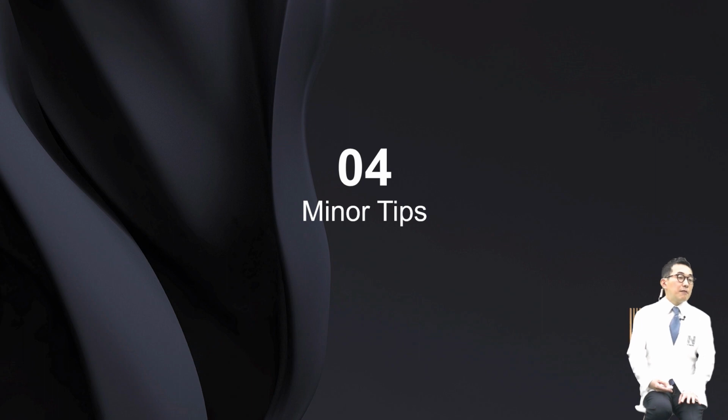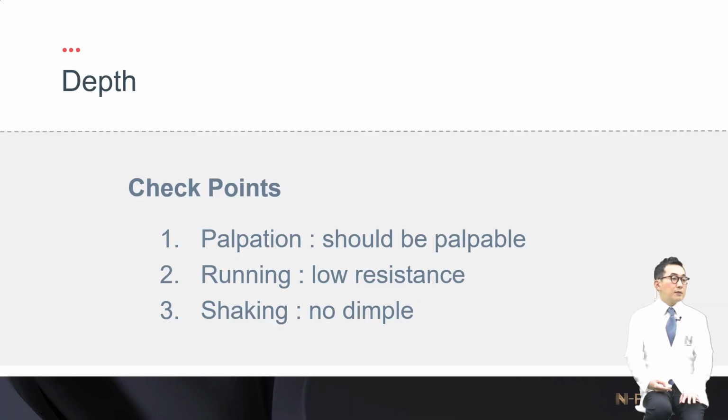Lastly, since this is my first lecture through M-Finders, here are some useful tips for overall thread lifting. When you do thread lifting, how do you make sure you are inserting the thread to the right depth? There are 3 checkpoints. First, the tip of the needle or cannula must be touchable. If you can't touch it, the thread is too deep. Second, when the cannula goes forward, there should be a little resistance. Third, when you shake the cannula inside the skin, it should not make a dimple. Making a dimple means that it is too shallow.